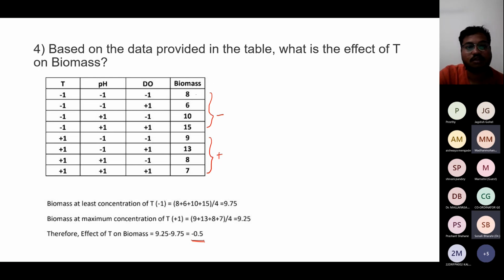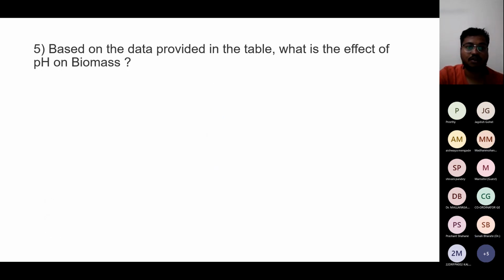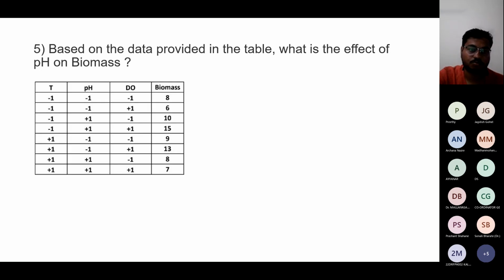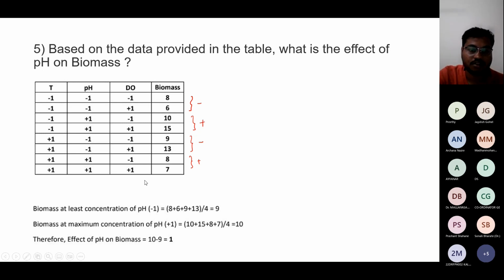So similarly, based on the data provided, what is the effect of pH on biomass? Again, we take the negatives and the positives separately. We'll average the biomass values for the least concentration of pH and average the biomass values for the maximum concentration of pH. Then to find out the effect of pH on biomass, we subtract the least concentration average from the maximum concentration average. So which is 10 minus 9, which is 1 in this case. Is that clear?